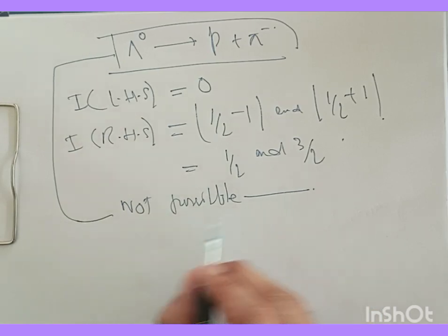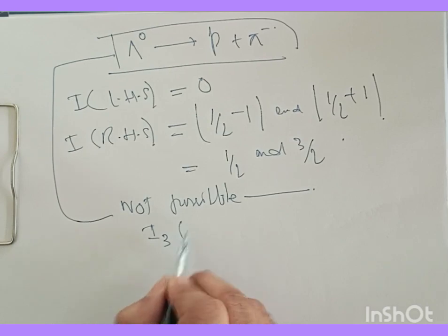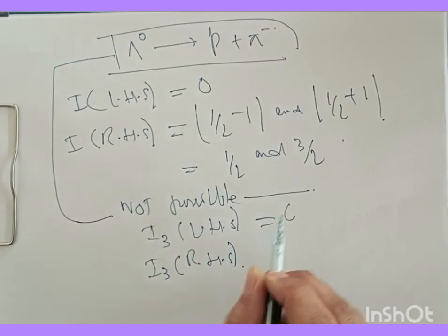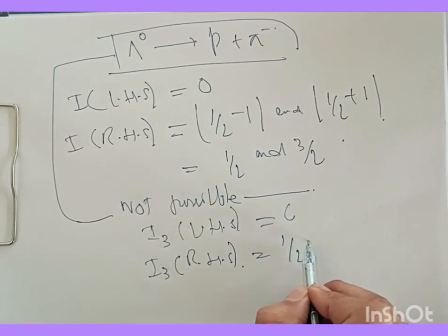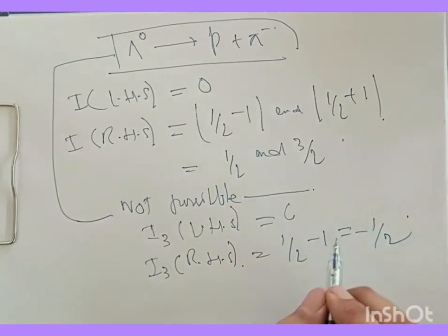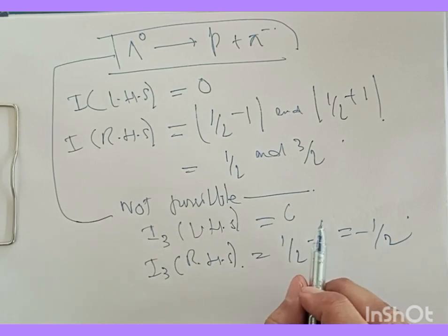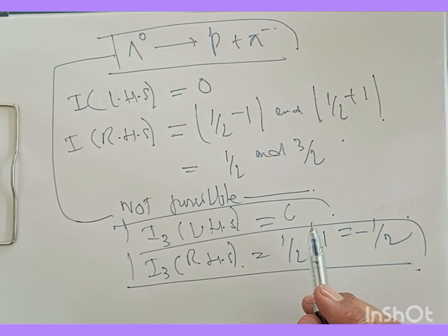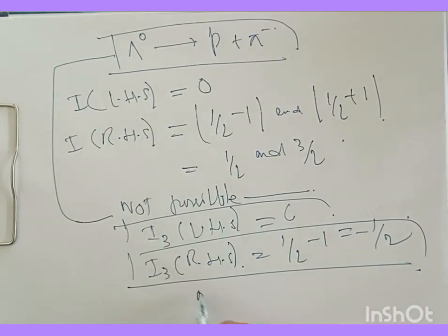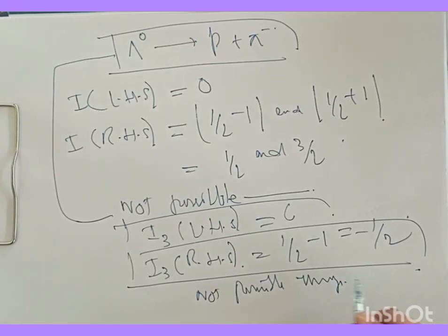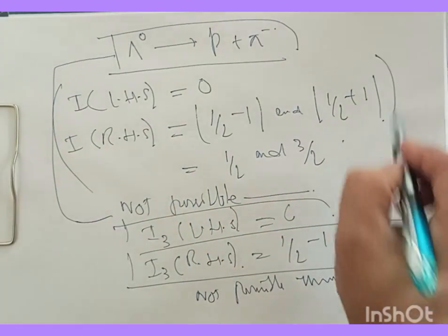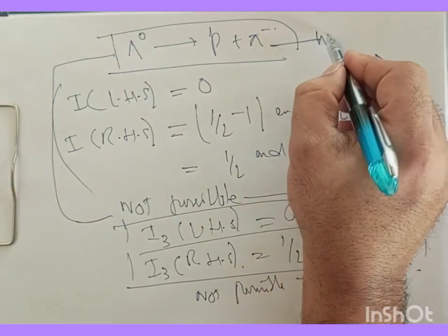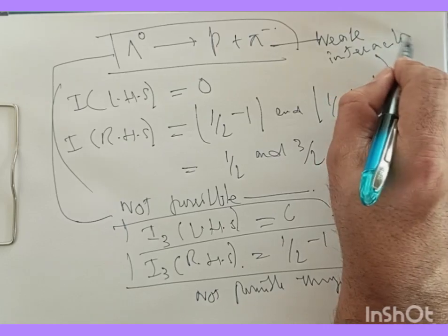Now if I take into account the third component, that's I3. I3 of left hand side is simply 0. And I3 of the RHS is simply 1 by 2 minus 1, that is minus 1 by 2. So we can see that I3 is not conserved. On the right hand side we have minus half, on the left hand side we have 0. So the given decay is not possible through electromagnetic interaction as well. Using isospin, it is not possible through strong interactions. Hence, the given decay can occur only through weak interactions.